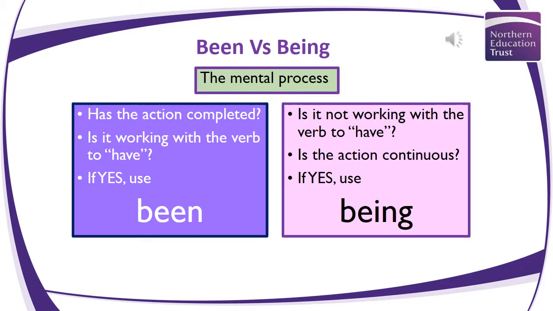I always like to reinforce the simple rules of been versus being so that students then go through that mental process. So has the action been completed? Is it working with that verb of to have? If yes, then they're going to use been. So is it not working with the verb to have? Is the action continuous? And if it's yes, then it's going to be being. So always reminding them of that mental process. If you just give them the answer immediately, then yes, they'll copy it down, they'll write it down, but they will lose the reason why we're using that. So again, just reminding them of that mental process.